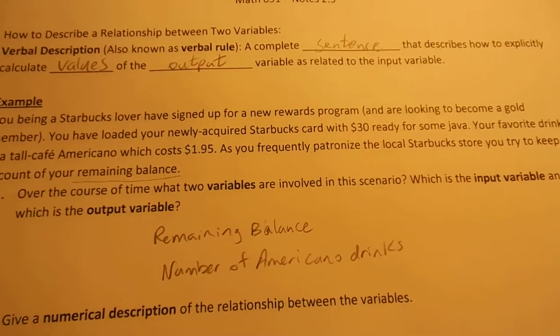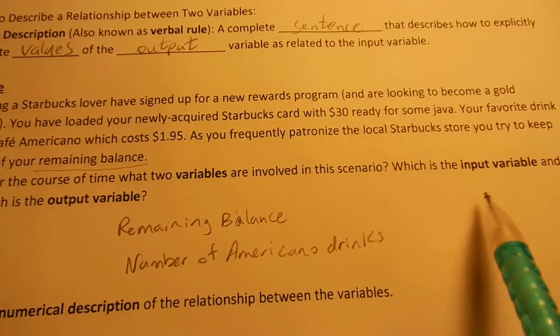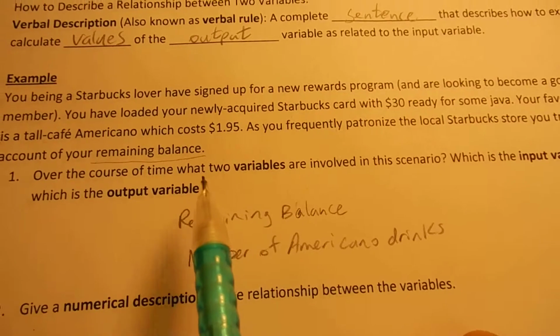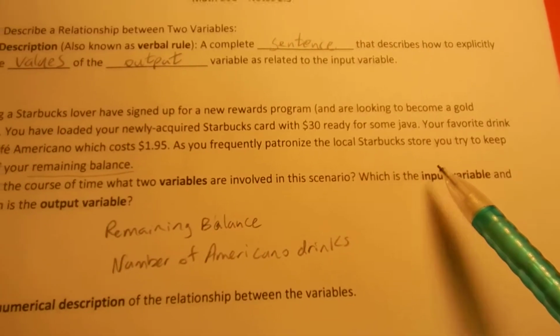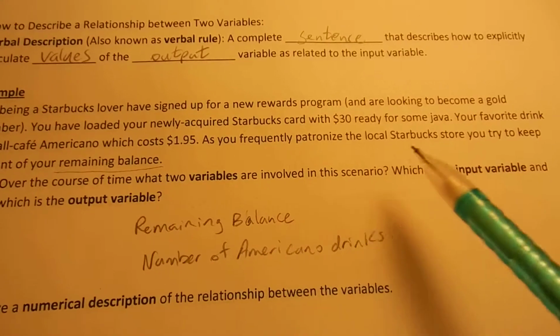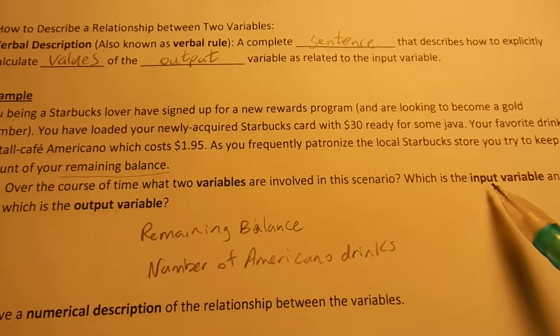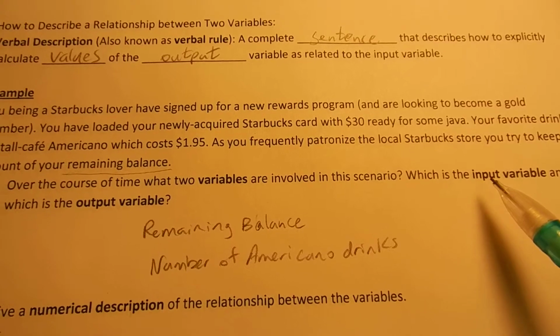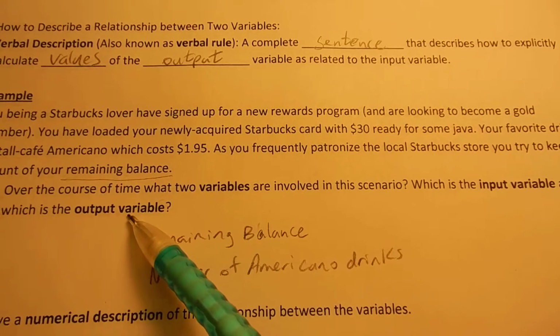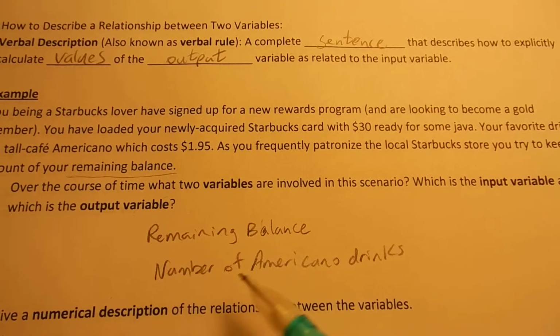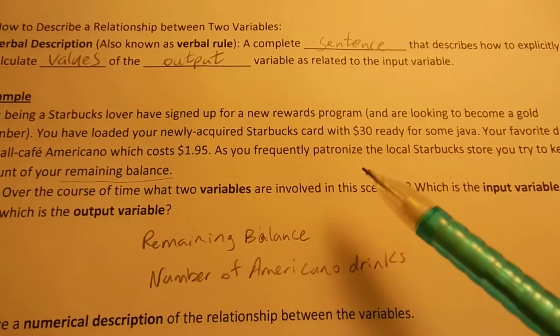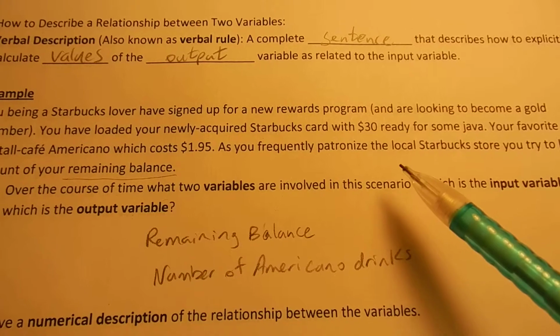Okay, so question now. Which is the input variable and which is the output variable? So this, you must go back and look at the definitions of what these are. And for the input variable, it's the guy that comes first in doing calculations. And for the output variable, it's the guy that's dependent on the other. So you've got to look at these two and say, when you do calculations revolving these two variables, which do you look to first and which depends on the other?